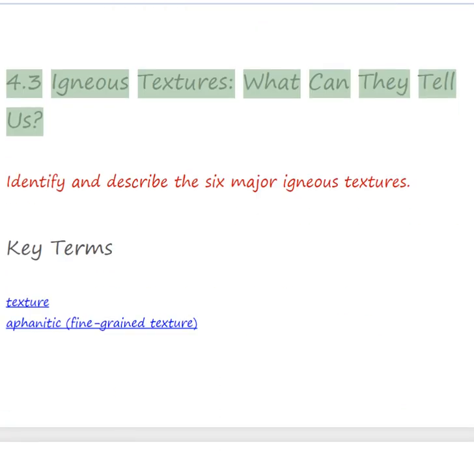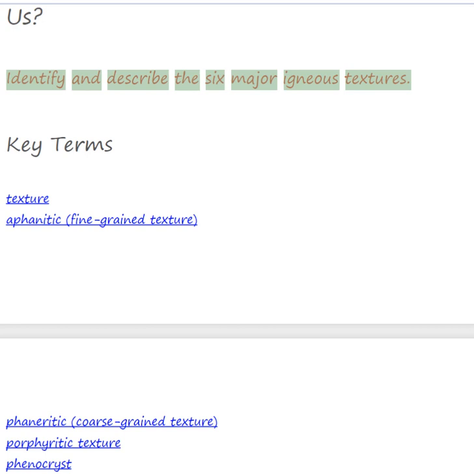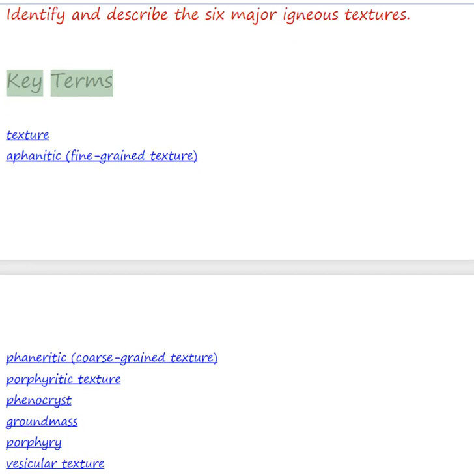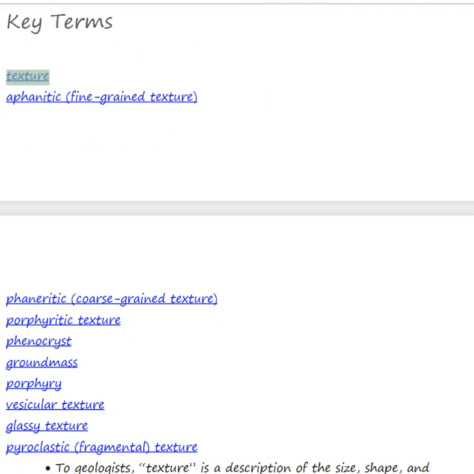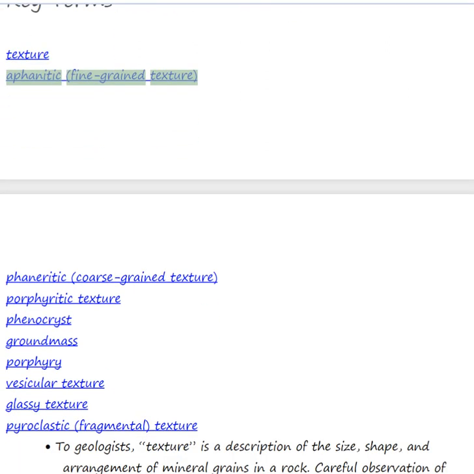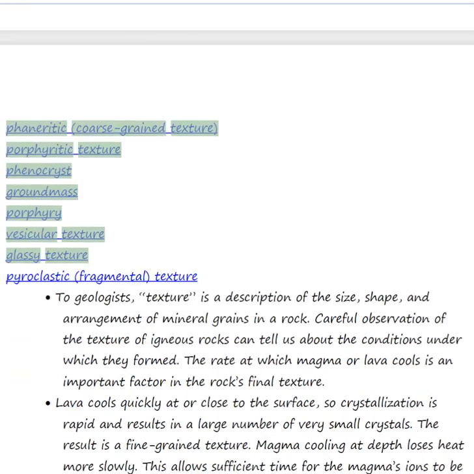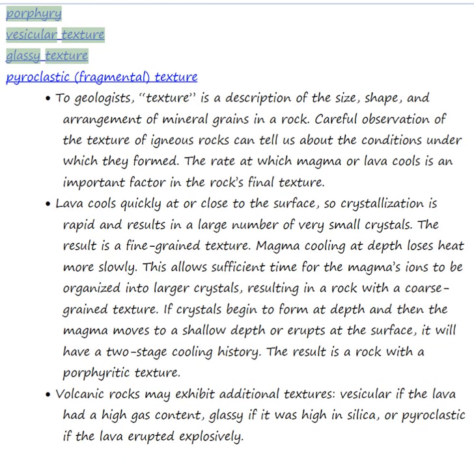4.3 Igneous textures, what can they tell us? Identify and describe the 6 major igneous textures. Key terms: texture, aphanitic, phaneritic, porphyritic texture, phenocryst, groundmass, porphyry, vesicular texture, glassy texture, pyroclastic texture.